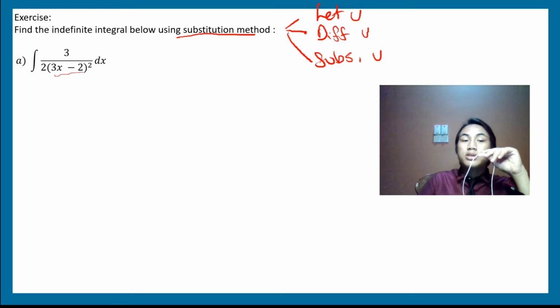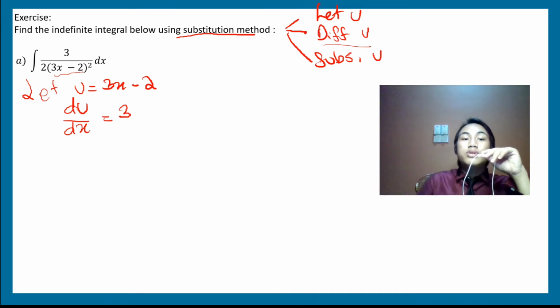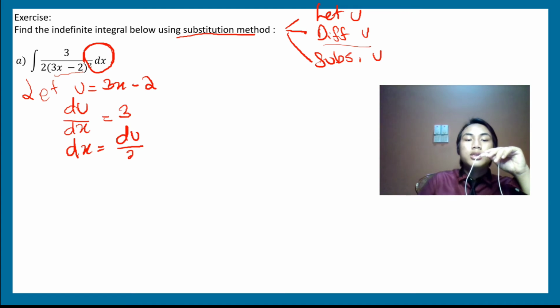3x minus 2, right? So let u, sorry, let u equal to 3x minus 2. Okay, and then differentiate the u. So du over dx, we will get 3. And then rearrange and let the dx be alone. Because why? Here we have the dx alone. So let the dx be alone there. All right, so we have a du over 3 here.